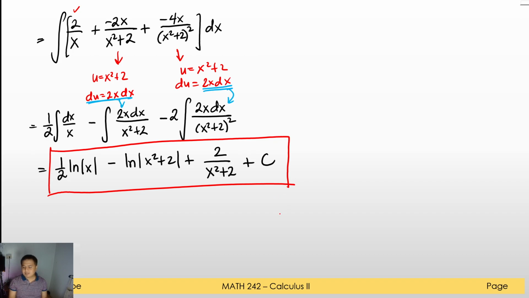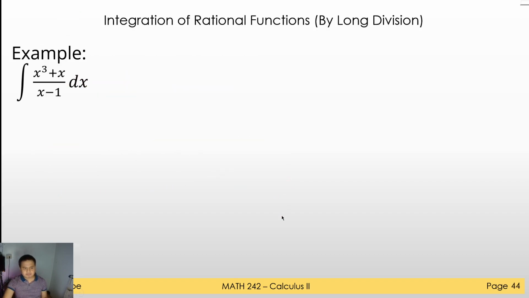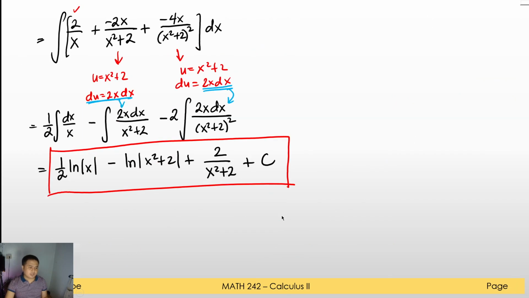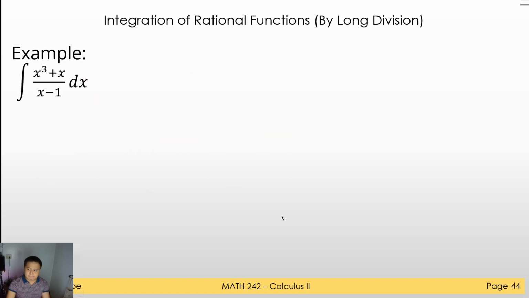Okay, that is a lot. I hope there are no questions here. But again, if you have any questions, you can raise them during class. Okay, so we are done with integration by partial fraction. There are a lot of things to remember there.